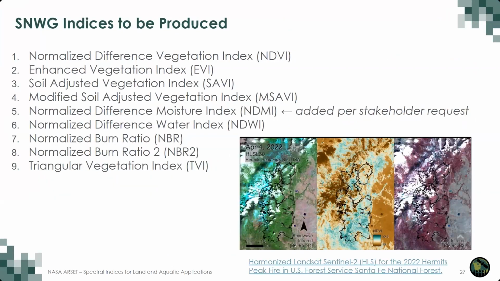Here is a list of upcoming vegetation indices products provided by the Satellite Needs Working Group. These products are created using the Harmonized Landsat Sentinel dataset and are expected to enter operations in Q3 2024.